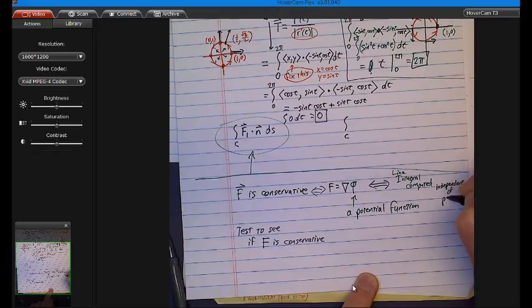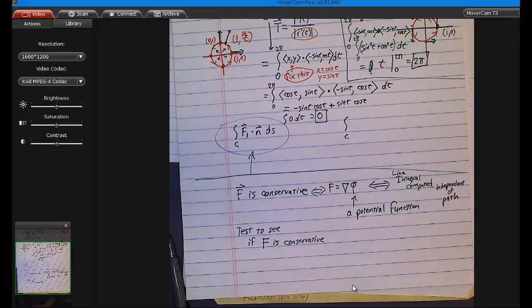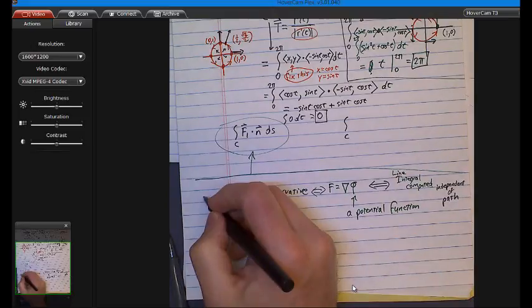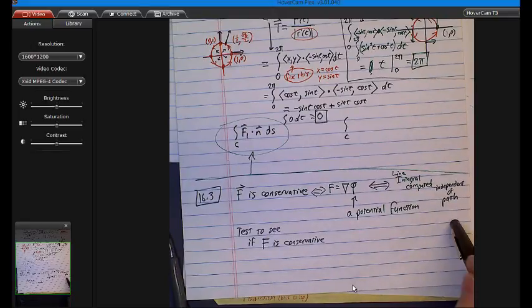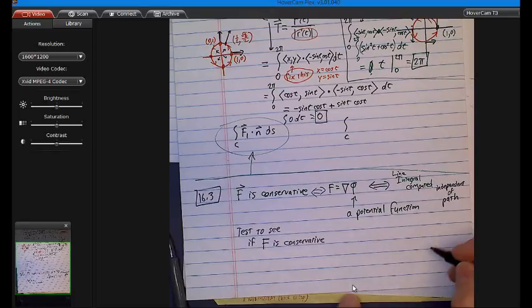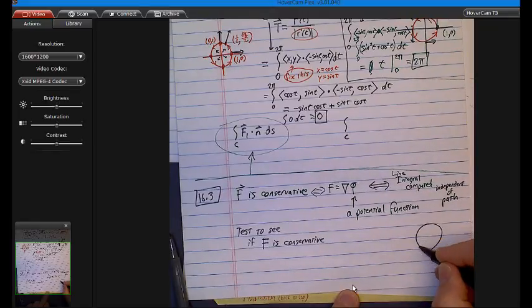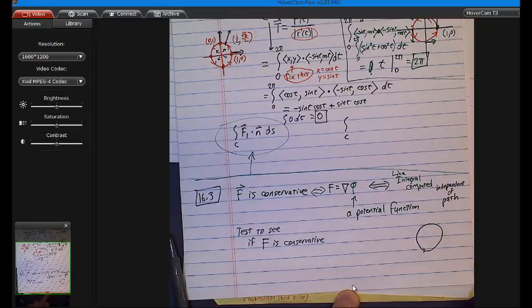Independent of path, right? These are all ideas from section 16.3. In a nutshell, this is really what we had last time. But if the line integral is independent of path, and if you have a simple closed curve, what would have to happen? Well, it's something that we saw happen in our example. The line integral will end up equaling 0.